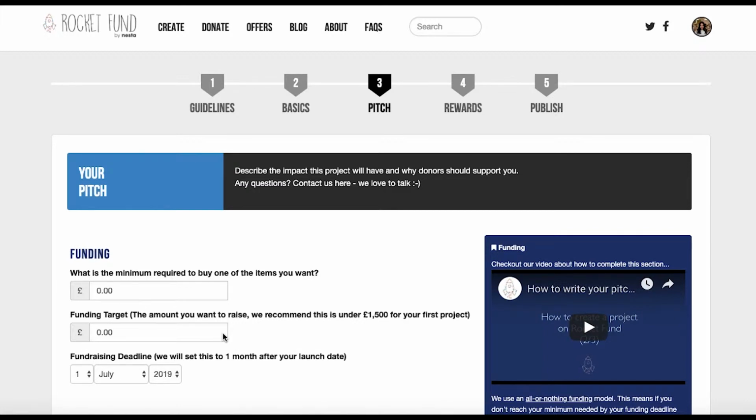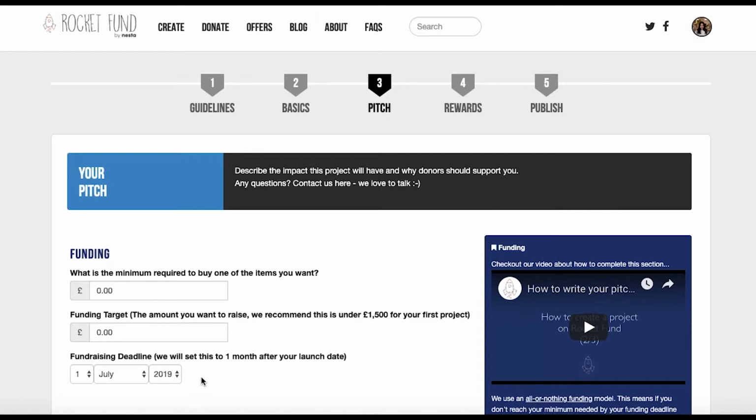We have an all or nothing funding model, which means that unless your project has achieved its minimum fundraising target by its fundraising deadline, no donations or rewards change hands. As a result, we recommend setting your minimum target at the smallest amount you need to complete your project. For example, one VR headset costs £250, so you would type £250 in this box.